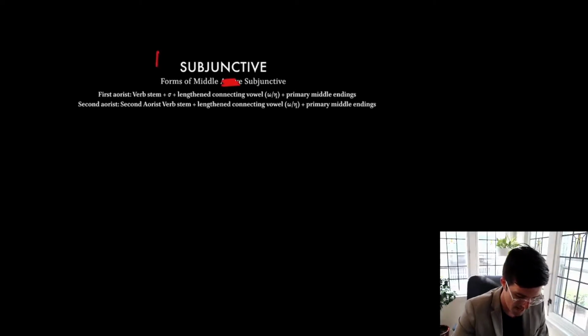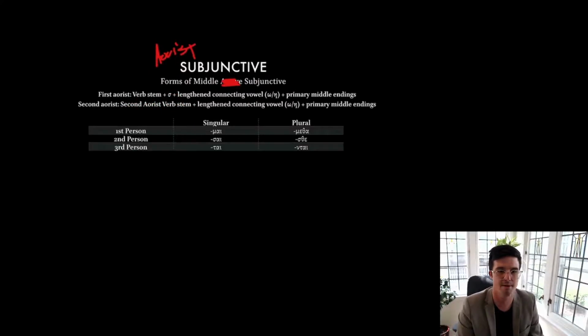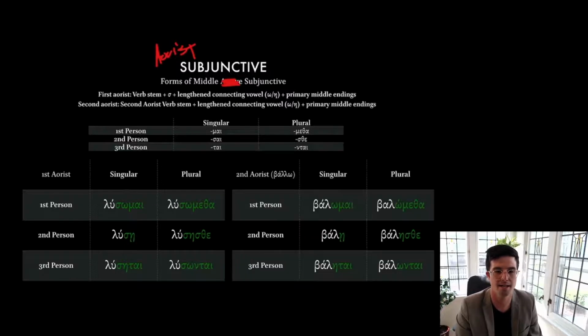Let's just write it in. Aorist middle subjunctive. That will be fixed when you get the slides for this. So we have the first aorist built on the normal verb stem, the sigma added for the sign of the aorist, our lengthened connecting vowel is the key to identification for the subjunctive, and then those primary middle endings. The same thing with the second aorist, except the stem changes and we don't have the sigma there. So there's our endings, and this is what it looks like on the verbs themselves.